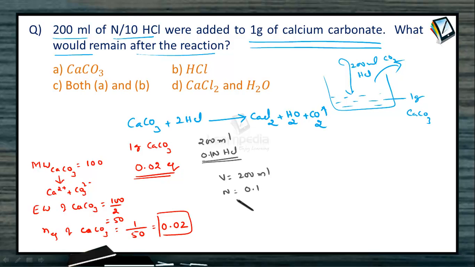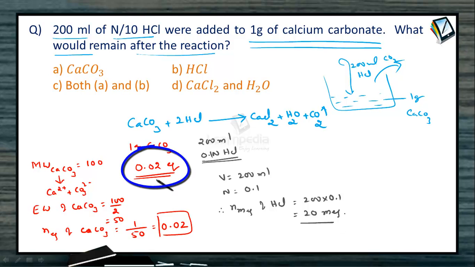Therefore number of milliequivalents is 200 into 0.1, 20 milliequivalents. Thereby number of milliequivalents of HCl is how much? That is 200 into 0.1, that comes out to be 20 milliequivalents. But here we have equivalents, here we have milliequivalents. So 0.02 equivalents is nothing but 0.02 into 1000, that is 20 milliequivalents. In other words, 0.02 equivalents or 20 milliequivalents is same.